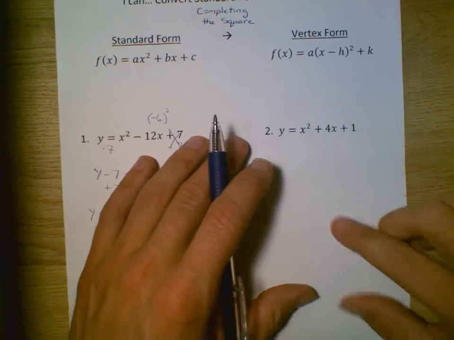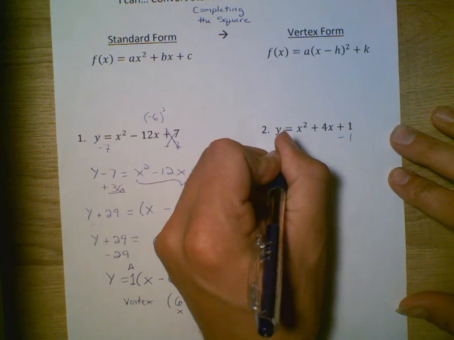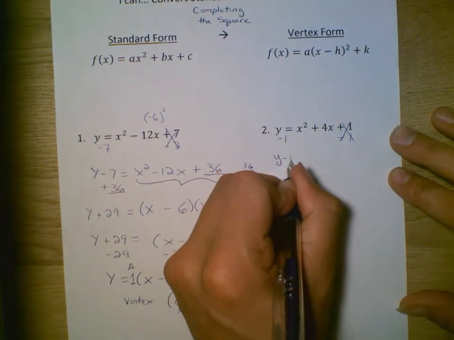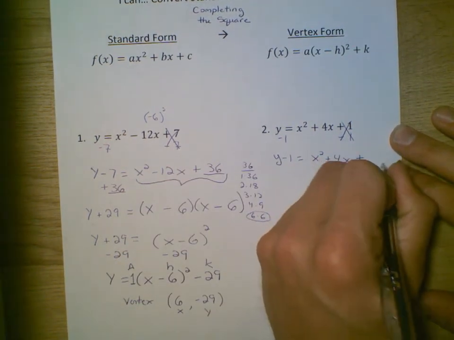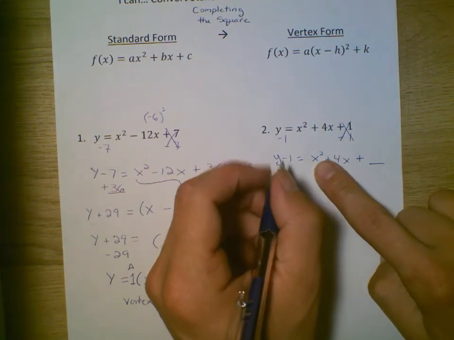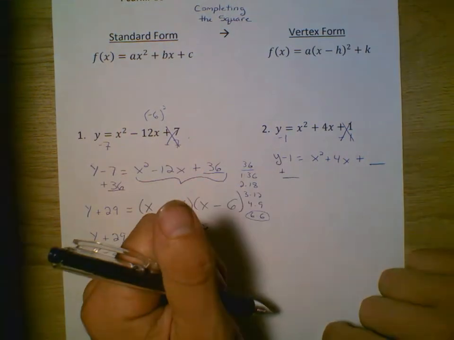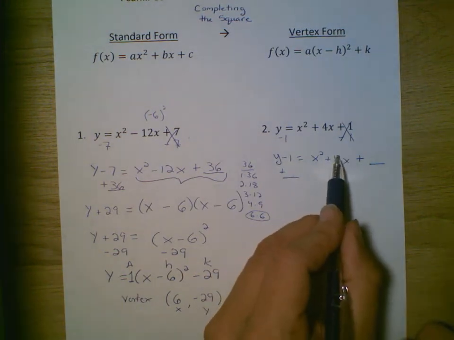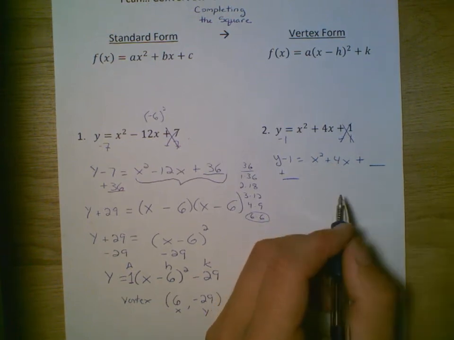So in number 2 here, I have y equals x squared plus 4x plus 1. I can subtract 1. Okay, I'm moving the 1 out of the way so that I can replace it. So I get y minus 1 equals x squared plus 4x. And then I once again want to just add a number to the end that'll allow this to factor into a perfect square. And whatever I add to the right side, I have to add to the left side. Now, the way I get this number is I take the middle number, which is 4. I cut it in half, which is 2, and then I square that number.